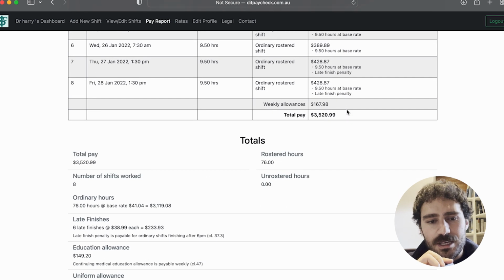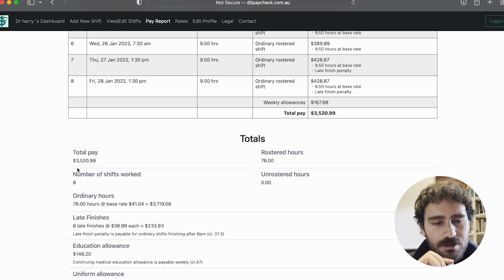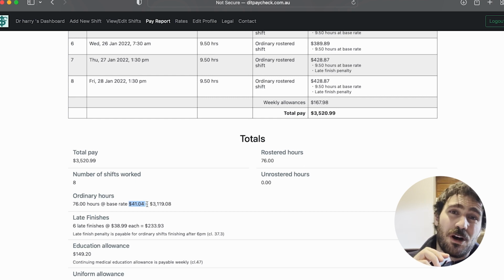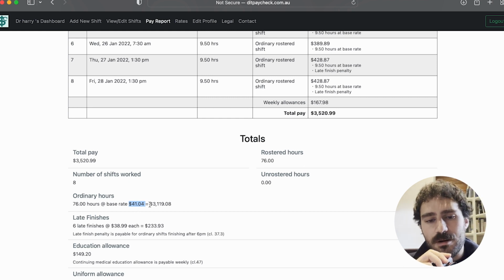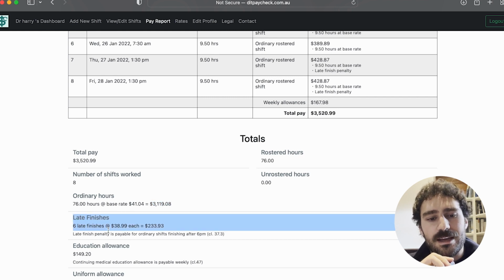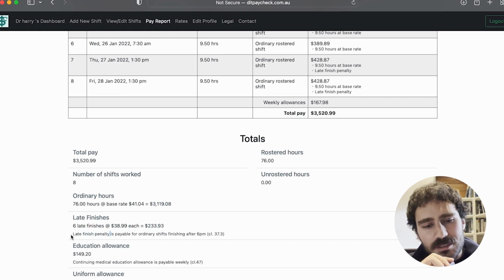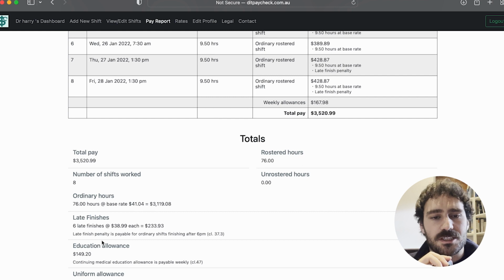So let's go down to this explanation area, and you can see, so the base rate was $41.04. Bear in mind, I did this last year, so this would have been a rate of $39.90 per hour. But anyways, this totaled to just over $3,000. The extra thing here, late finishes. So you can see the quote here with the clause 37.7. A late finish penalty is payable for ordinary shifts finishing after 6 p.m.